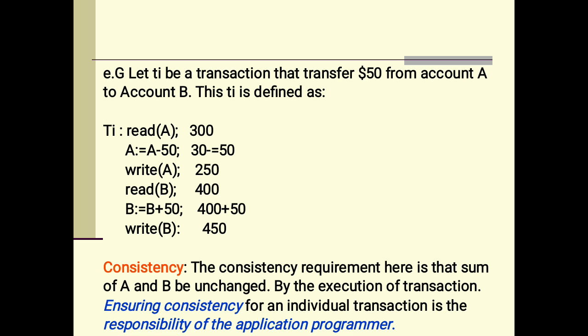Now let us see what consistency is. The consistency requirement here is that the sum of accounts A and B be unchanged. So that is the consistency. If we are transferring money from account A to account B, then the sum before and after the transaction of both the accounts should be the same. For example, before the transaction we have 700 rupees in both accounts A and B together, and after the transaction also we have 250 plus 450, that is again 700. So that is the consistency.